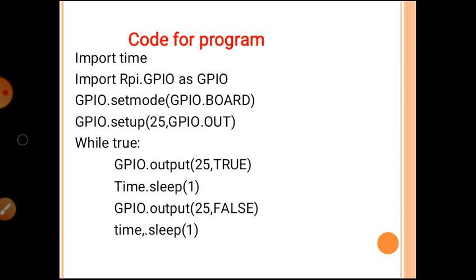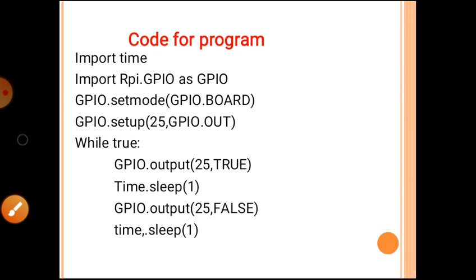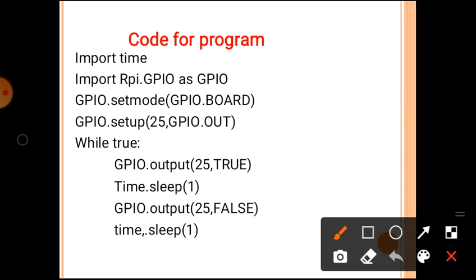We already saw the steps for writing the program. So here we set GPIO pin number 25 as an output pin. So here we write GPIO.setup(25, GPIO.OUT). Next we go for the while loop. Why do we use the while loop here? Because we have to blink the LED. That means we have to turn the LED on for some time and off for some time. So we use a while loop here.